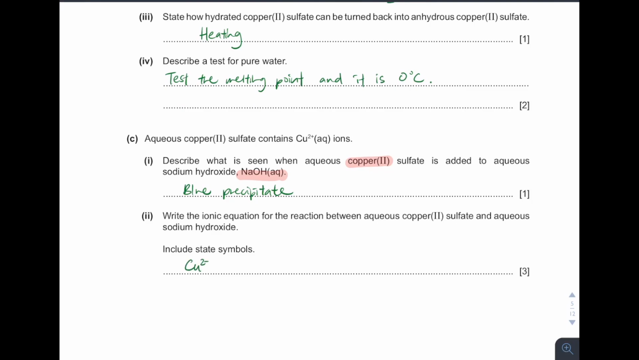So Cu2+ (aq) plus hydroxide (aq) to form copper 2 hydroxide, which is solid. Remember, balance the equation. You have to add 2 in front of the OH. And this is how it looks like.